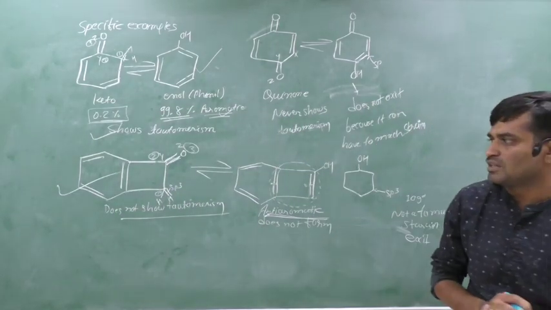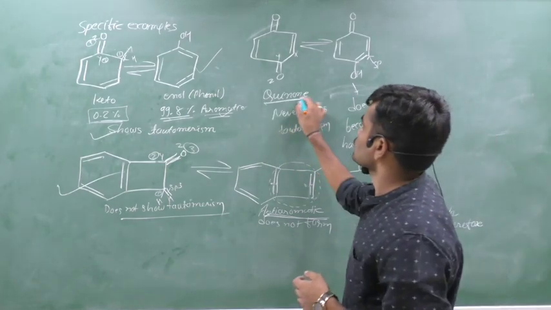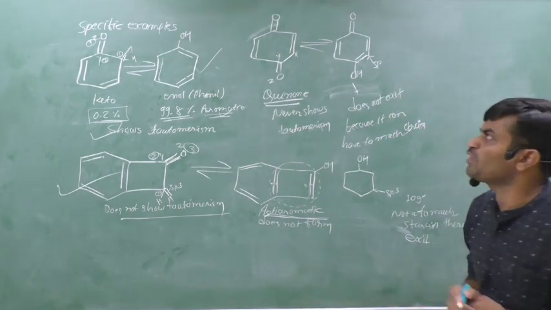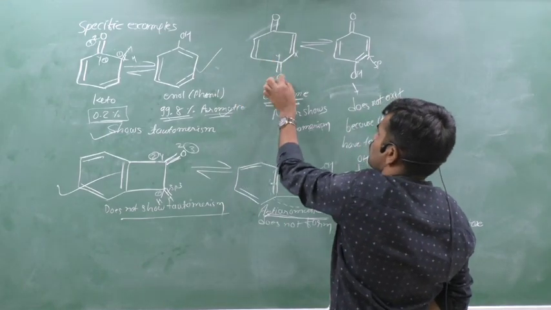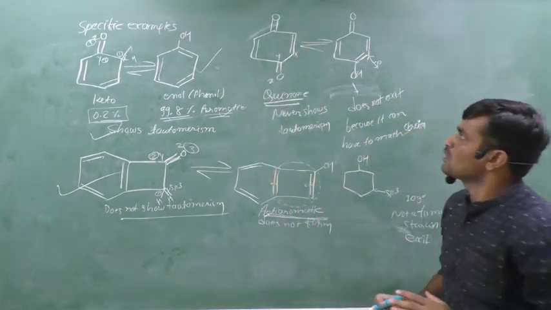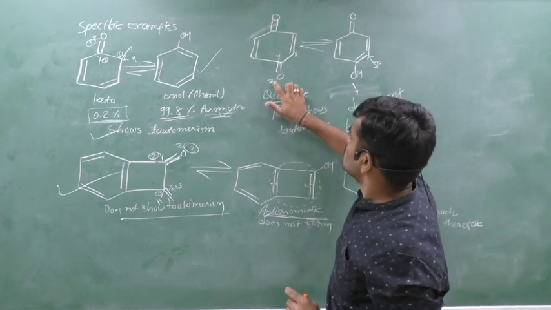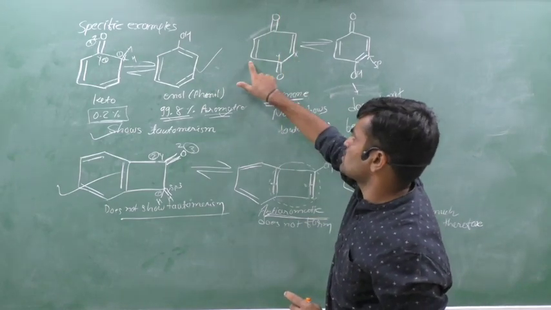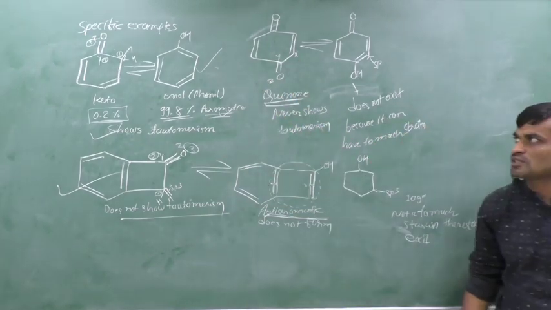Remember that always, friends. Next, suppose we have a compound quinone, 6-membered ring, double bond, double bond, double bond O, double bond O. Compound is symmetrical. You can take Z, Y, X or X here. Take X on this side, no difference, because the compound is symmetrical.